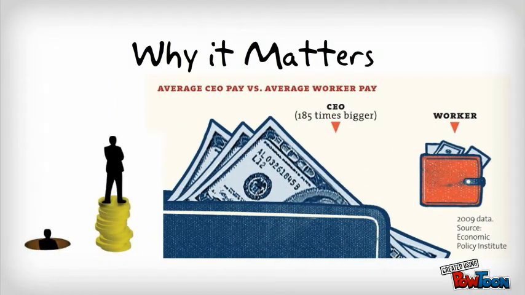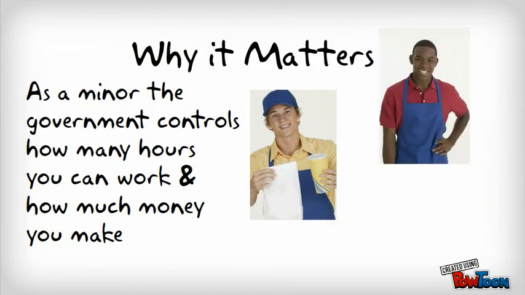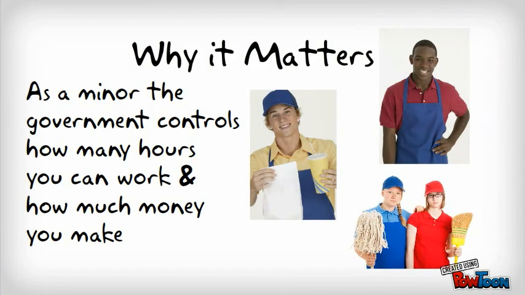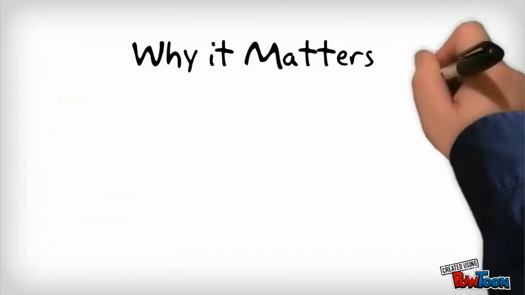So why does it matter? The gap between the rich and the poor that began the Progressive Era still exists today. CEOs make 185 times more money than the average worker. Why else does it matter? If you're going to go out and get a job anytime soon, the government can control the hours and the wages that you make as a minor, something that progressives wanted to do.